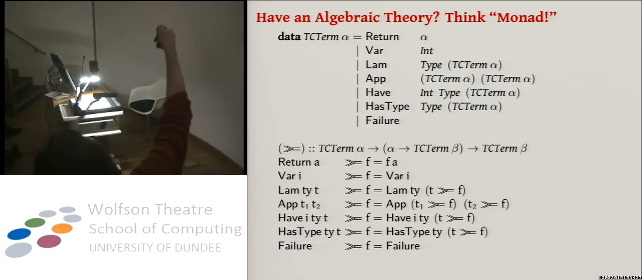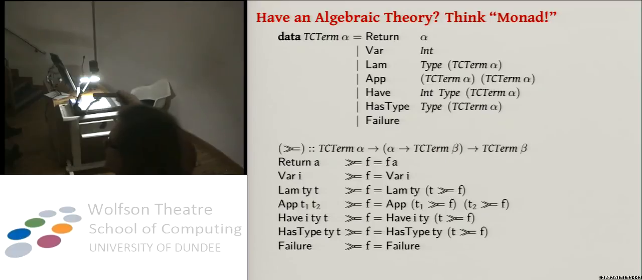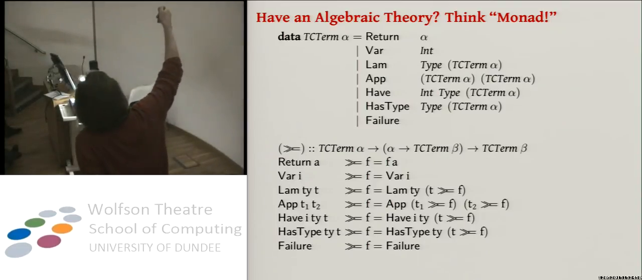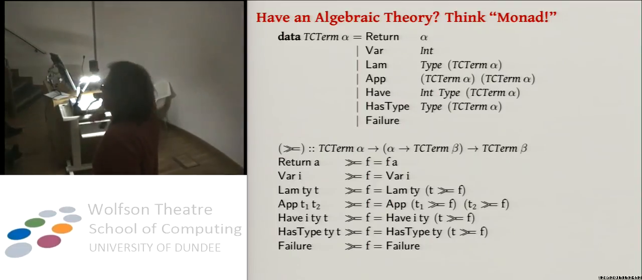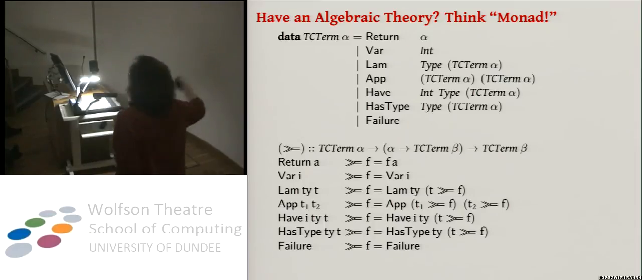So what I've done here is taken all the operations, var, lam, and app, have, has, top, and failure, and added a return that stands in for variables. So we now have two types of variables. We have the variables of the object language, and we have variables here which stand in for type checking processes we don't know about yet.